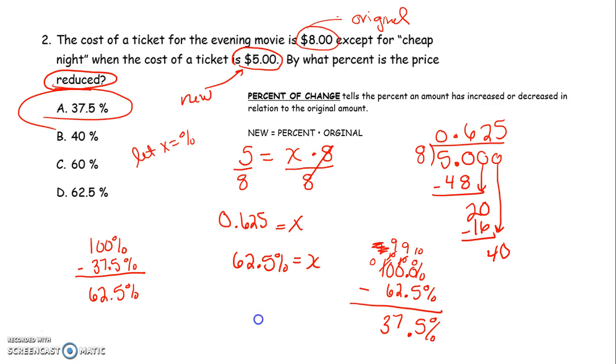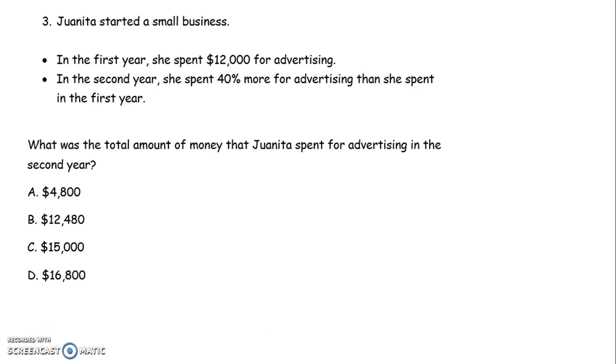Let's go to one more problem. Juanita started a small business. In the first year, she spent $12,000 for advertising. In the second year, she spent 40% more for advertising than she spent that first year. What was the total amount of money she spent advertising that second year?